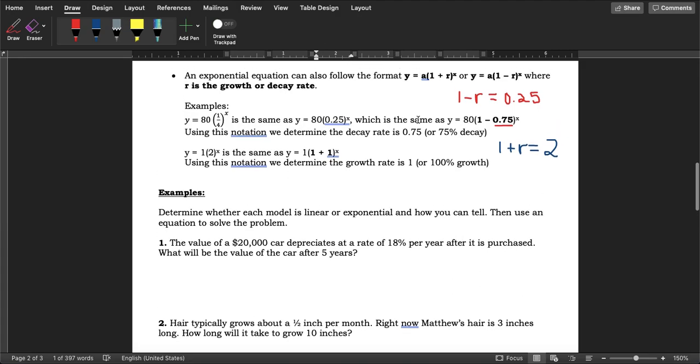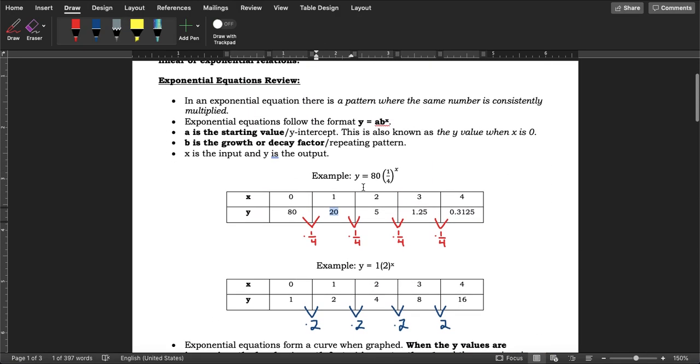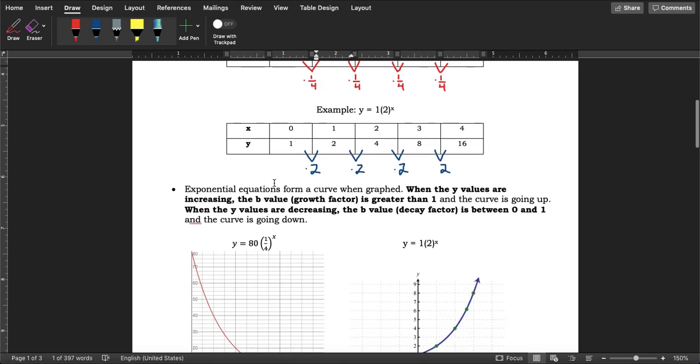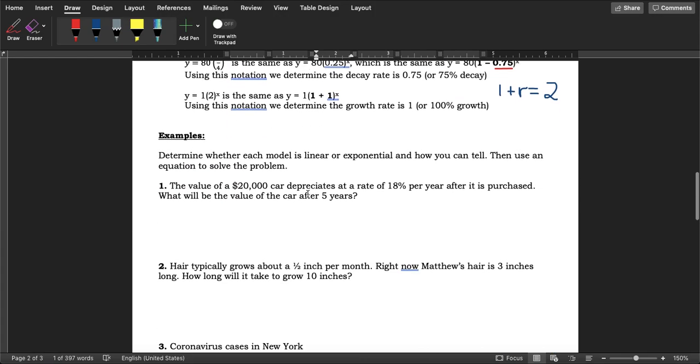So that was a quick review. You should have learned all of this before in algebra, but this is just here for you to look back at in case you forgot about the essentials of exponential equations. Now let's try some examples.